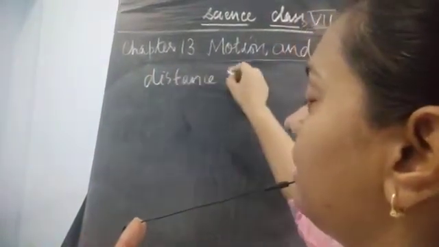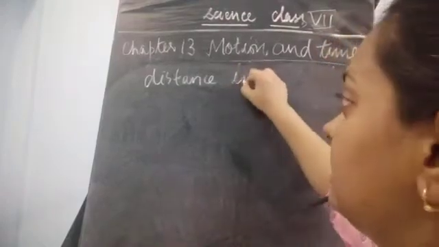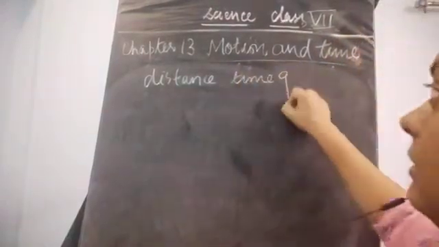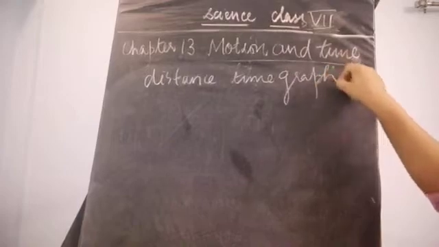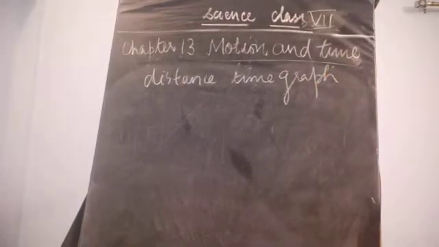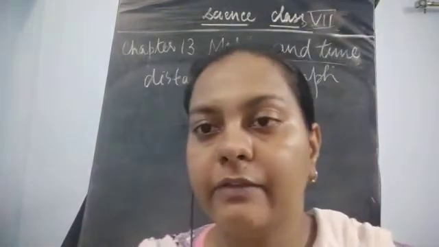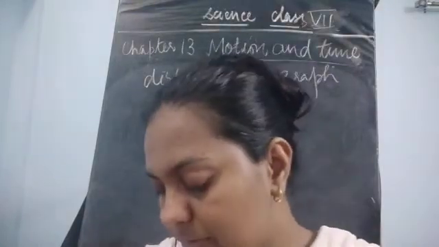So if we need to find these three parameters, we simply go to the distance-time graph. If we have curved lines, it means it is a non-uniform speed. If we have a straight line, it is a uniform speed.